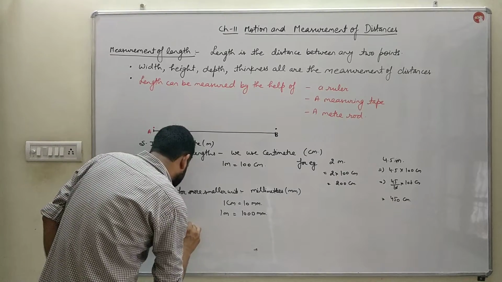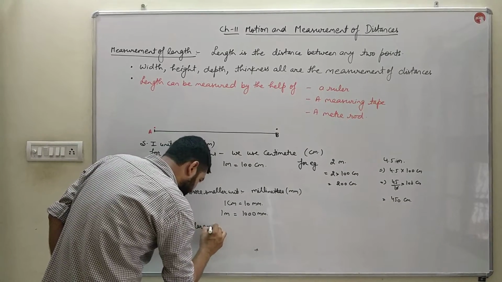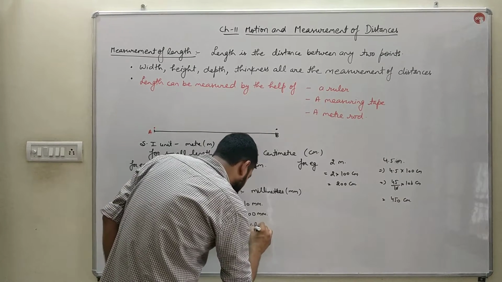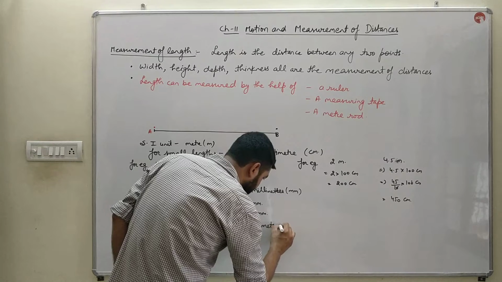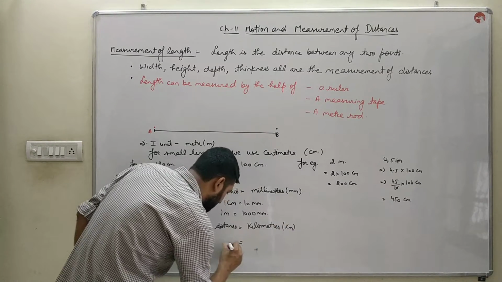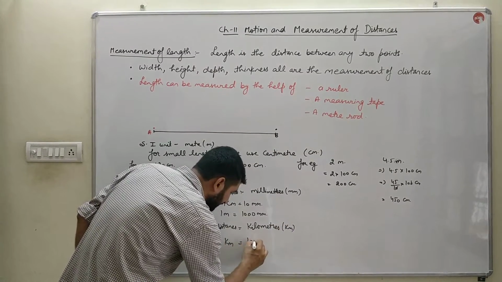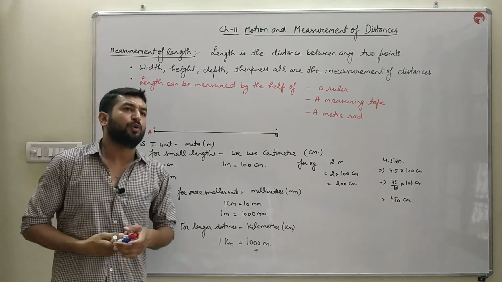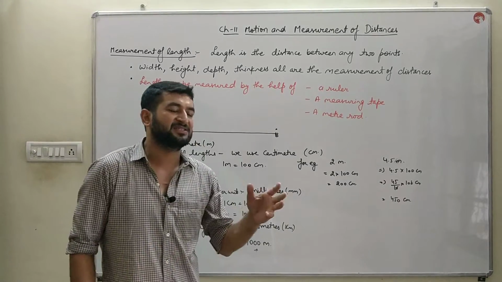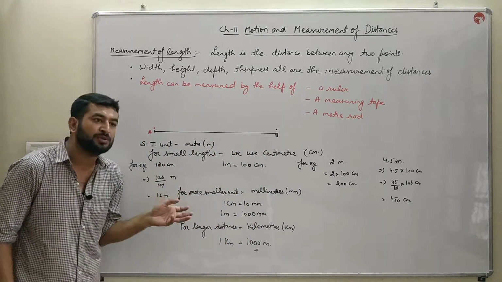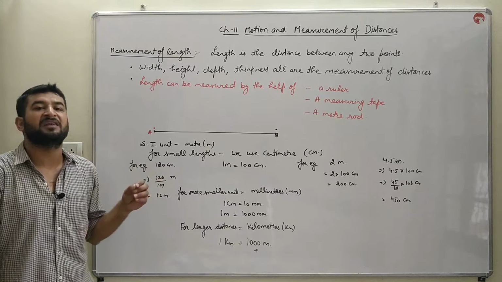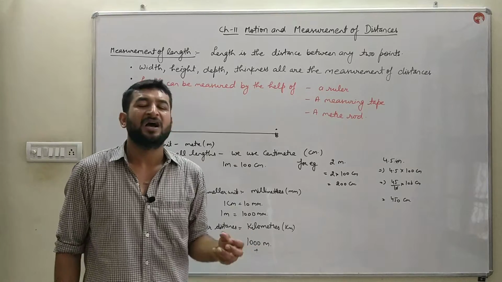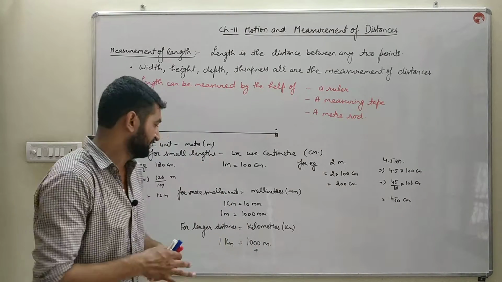For larger distances, for long distances, we use kilometers, and 1 kilometer is equal to 1000 meters. If we want to go to space, or if scientists, researchers or astronauts are going to the moon, then they measure the distance in light years. Very or extremely large distances are measured in light years.